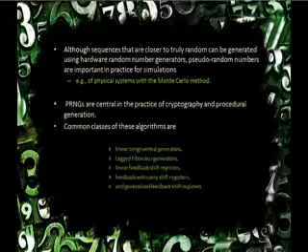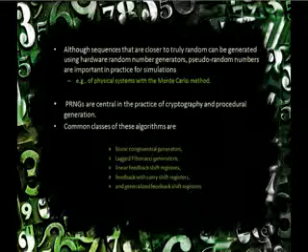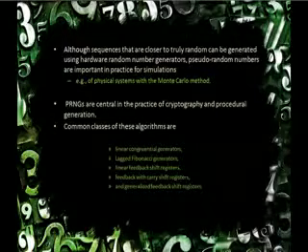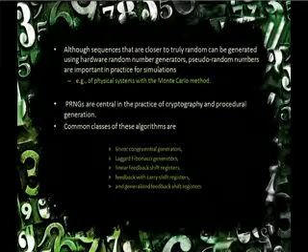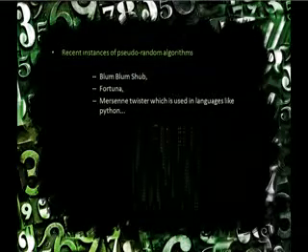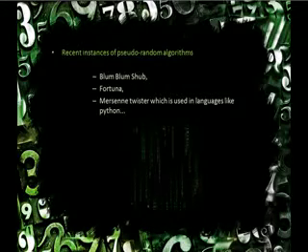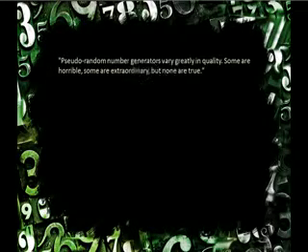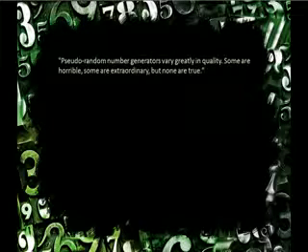Common classes of these algorithms are linear congruential generators, lagged Fibonacci generators, linear feedback shift registers, feedback with carry shift registers, and generalized feedback shift registers. Recent instances of pseudo-random number algorithms include Blum Blum Shub, Fortuna, and the famous Mersenne Twister, which is used in languages like Python. A random programmer once said, "Pseudo-random number generators vary greatly in quality. Some are horrible, some are extraordinary, but none are true."